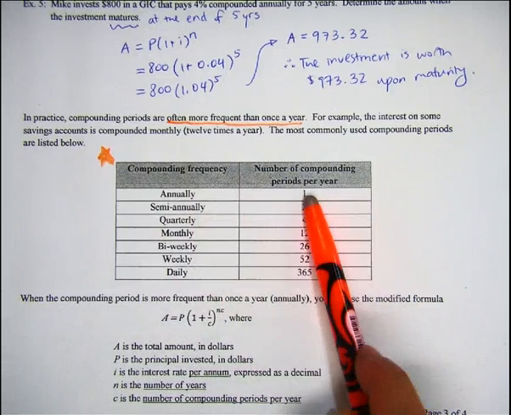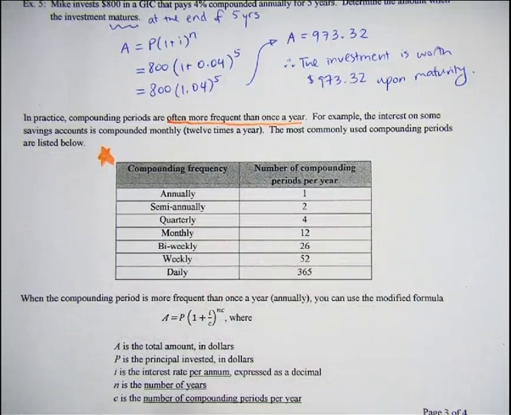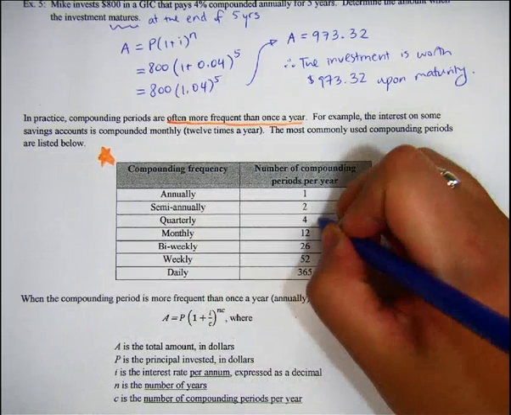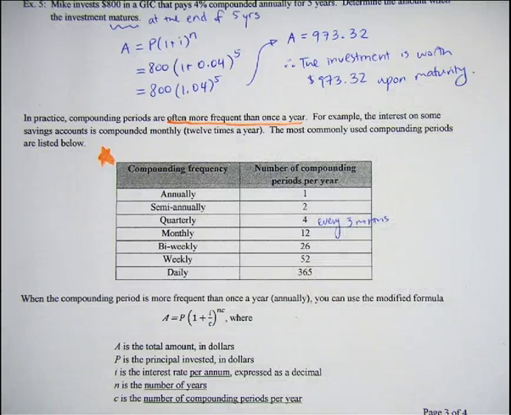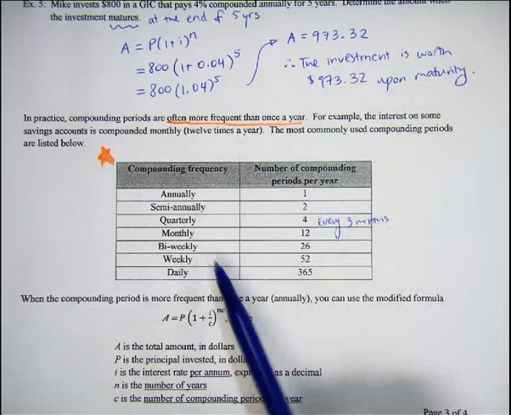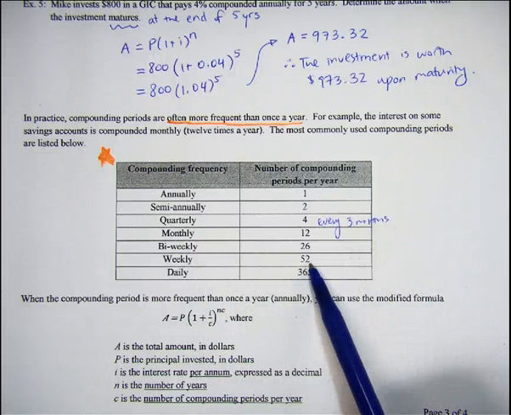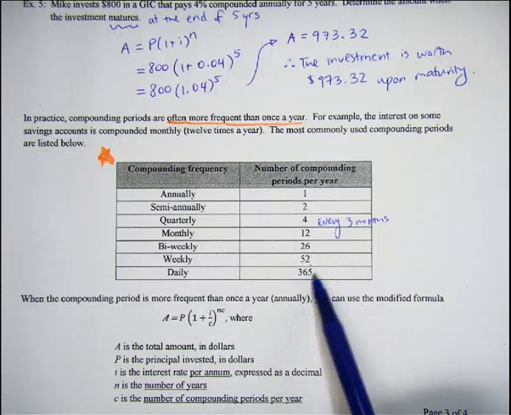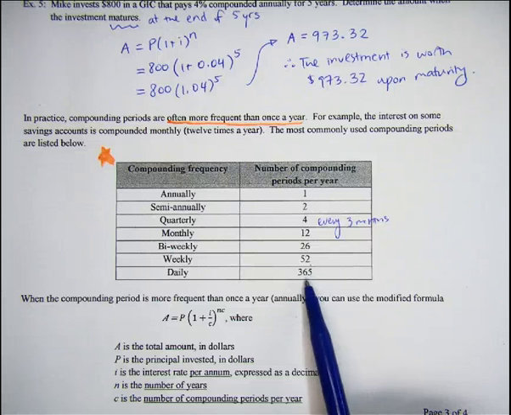So annually means once a year. Semi-annually means twice a year. Quarterly means 4 times a year. So this is every 3 months. Monthly, 12 times a year. Bi-weekly means once every 2 weeks, so 26 times a year. Weekly means once every week, 52 weeks in a year. Daily, 365. Let's not discuss leap years. Just use 365 for the number of days in a year.